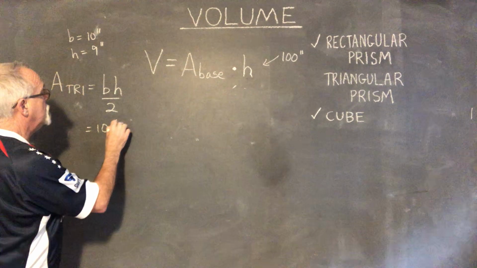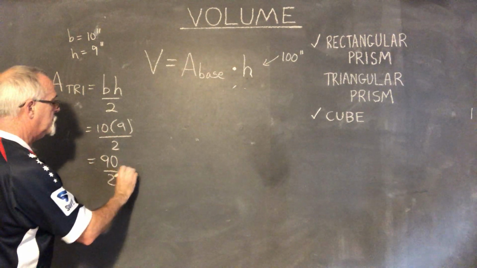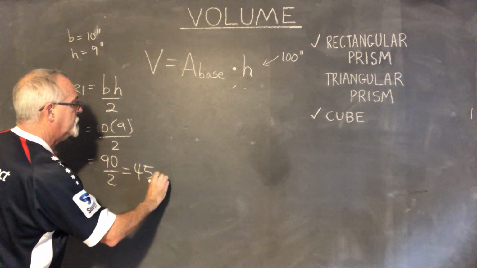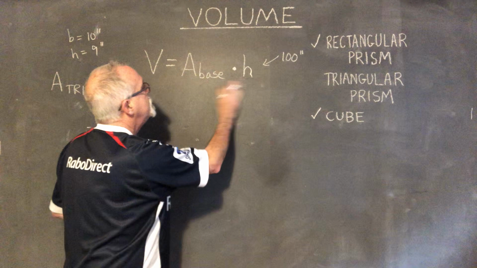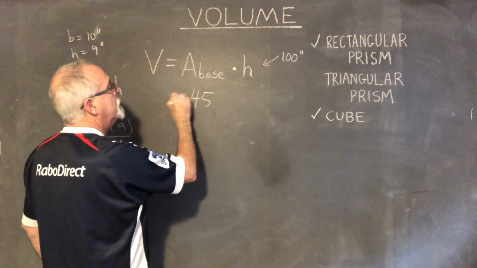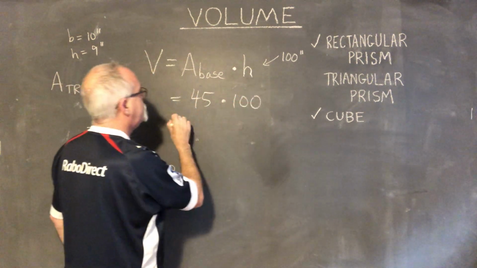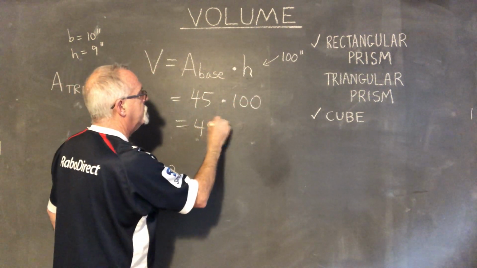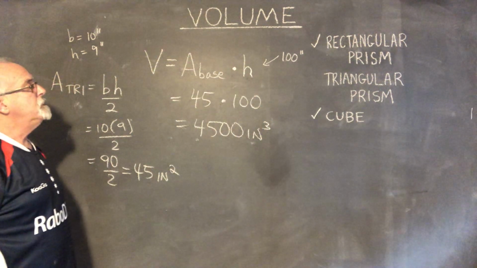Okay, so we have 10 times 9 over 2, that's 90 over 2, which is 45. It will be square inches. I'm sticking with the inches measurements for this lesson. And then the area of the base, therefore, is the 45 times the height, which is 100, equals 4,500 cubic inches. There.